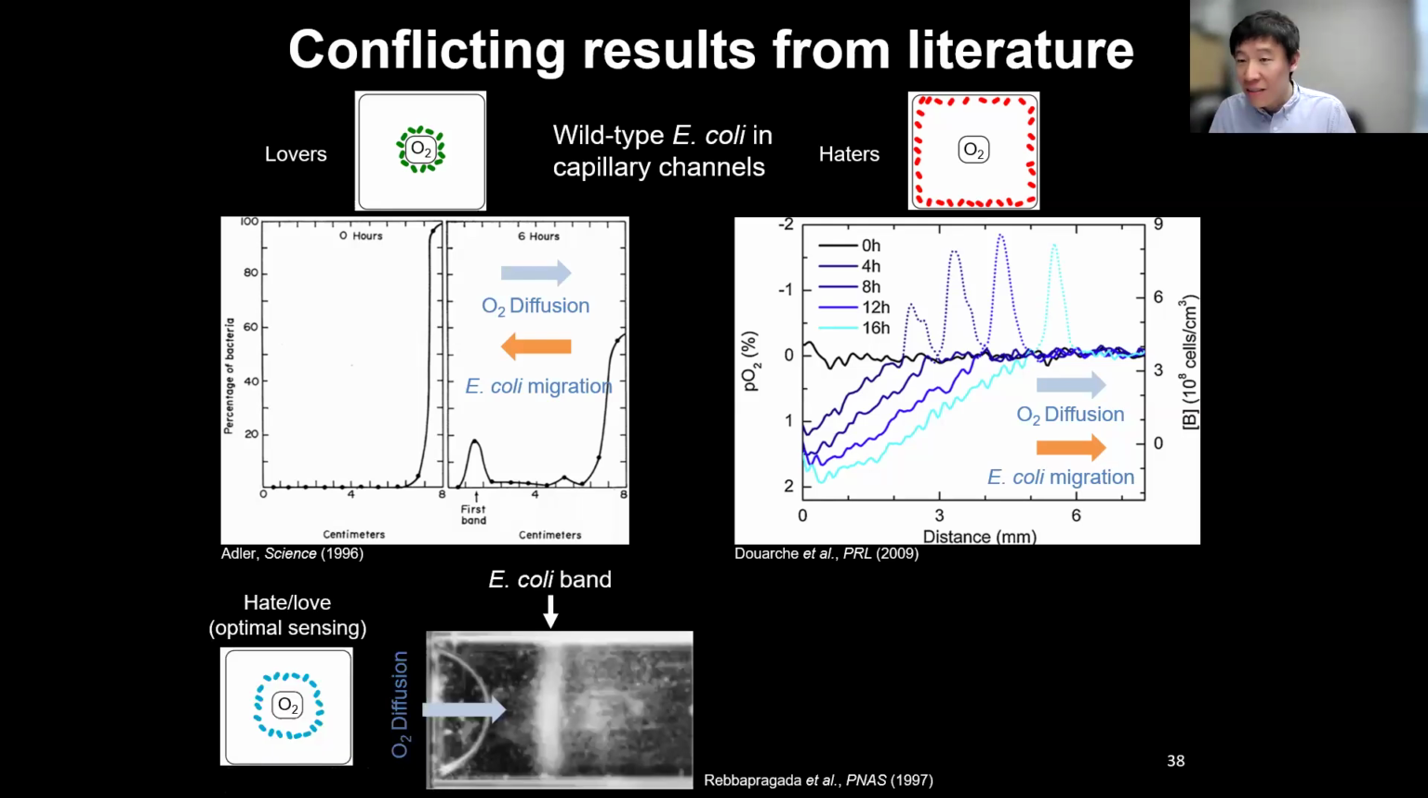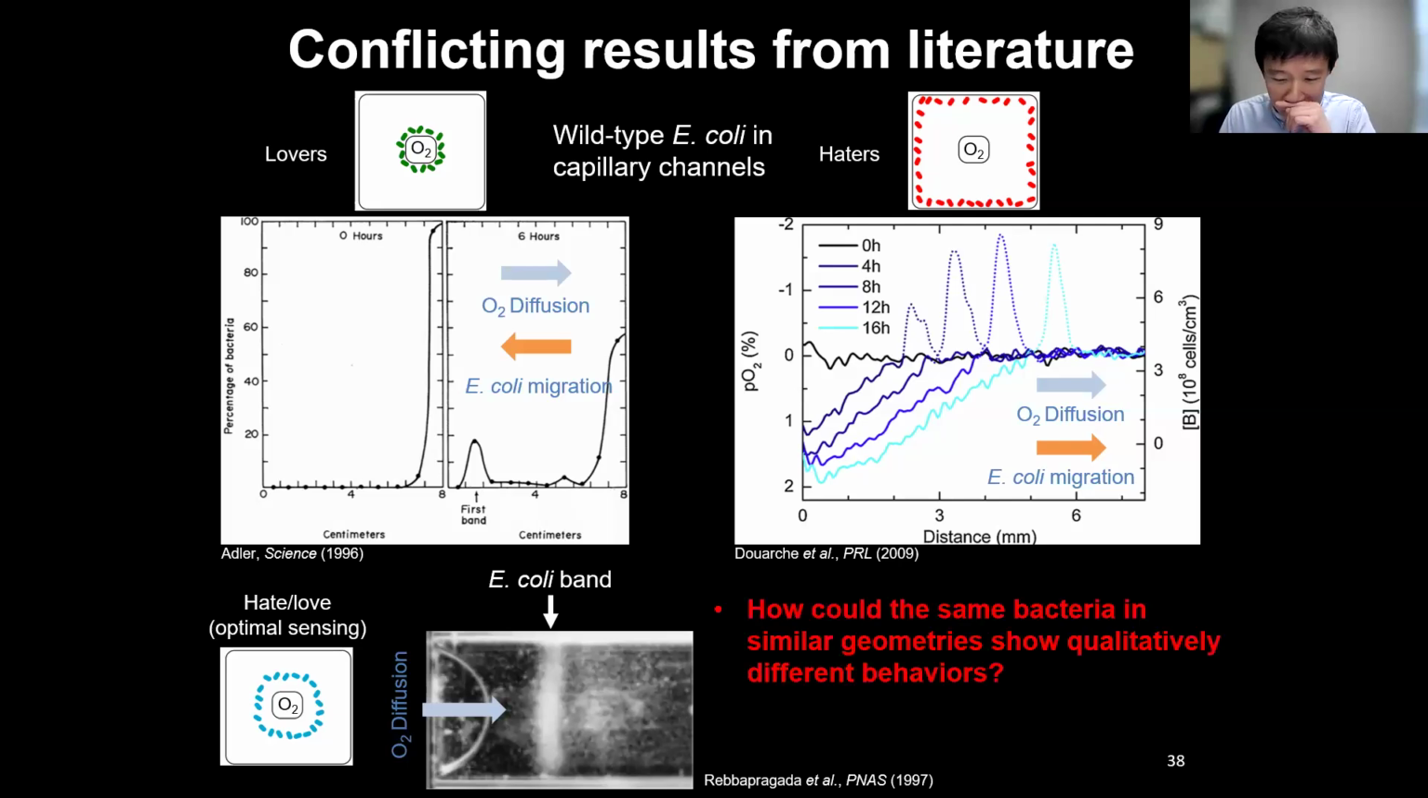And in 1997, there's some PNAS work where people show that if you put bacteria in this capillary channel, bacteria form a band. The location is not at the interface, and not in the bulk away from the interface, but at some intermediate location. Based on that, they argue that bacteria sense an optimal level of oxygen. This is called optimal sensing, like a balance of hate and love. So the first question we want to ask is, how could the same bacteria in similar geometries show qualitatively different migration behavior? What happens? There must be something that's not well controlled in all those experiments.